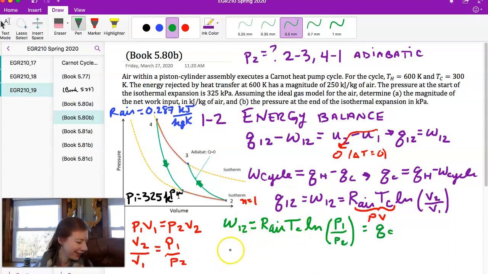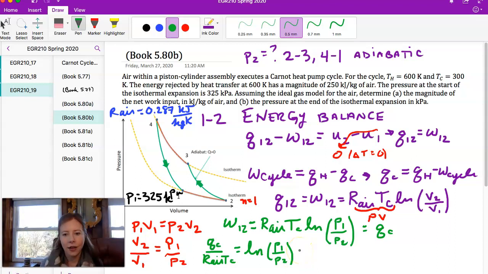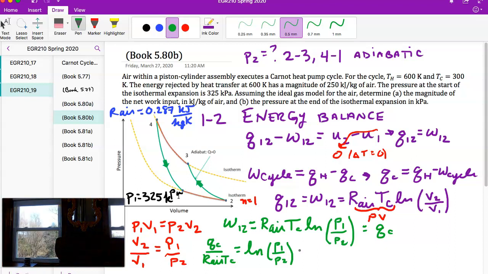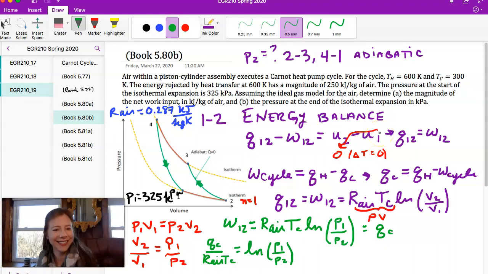Aha. So QC over R air times TC is going to be equal to the natural log of P1 over P2. And so let's get rid of our natural log by, oops, sorry, I just disappeared for a second. I dropped all of my notes. Let me refind them. All right, I'm going to pause while I reshuffle.